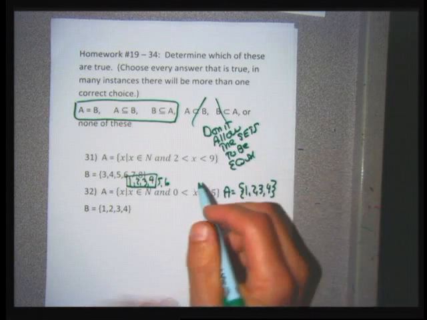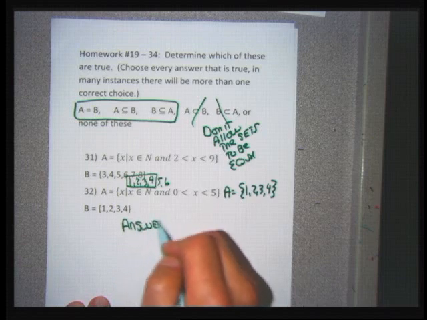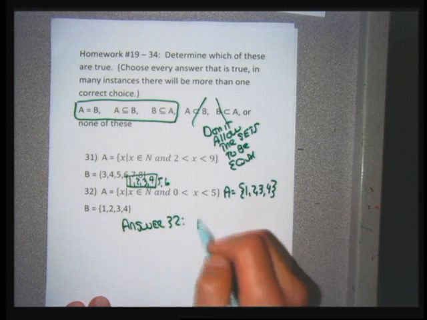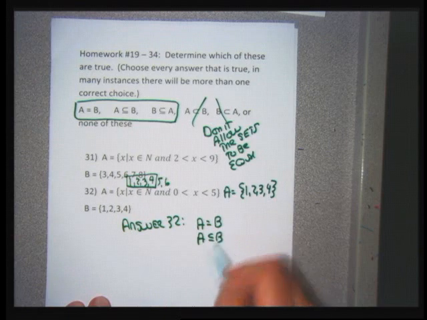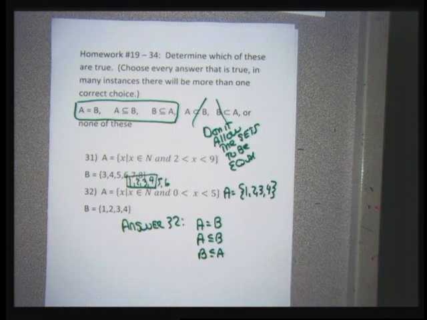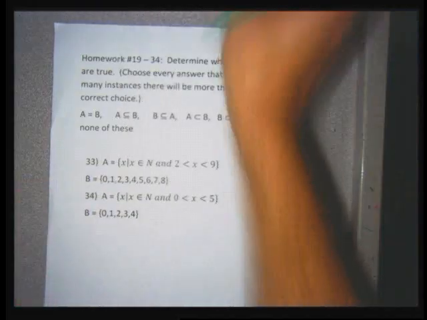So my answer for 32: A equal to B is true, A is a subset of B is true, B is a subset of A is true. The ones that aren't true are the proper subsets because the proper subsets don't allow equality. All right, last problem for the day.